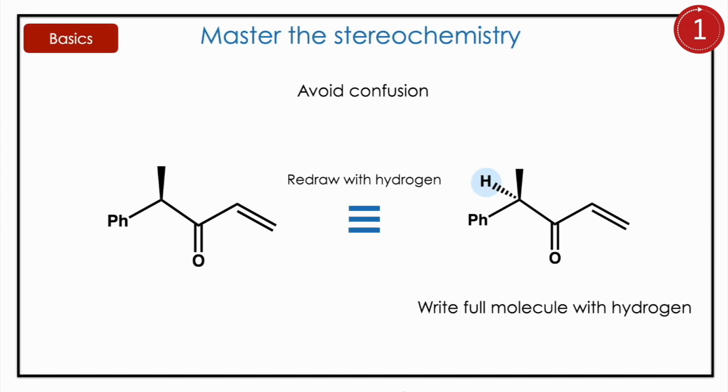Here, the last and simple note on basics. To avoid the confusion, you should always draw with all the atoms. Here, the starting material is given without hydrogen. If you redraw with hydrogen, you have a clear note whether the compound is syn or anti, and whether stereoselectivity is possible or not. So you should master the stereochemistry to master Cram's rule.